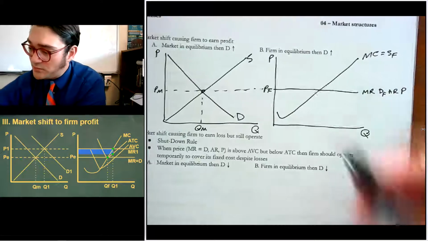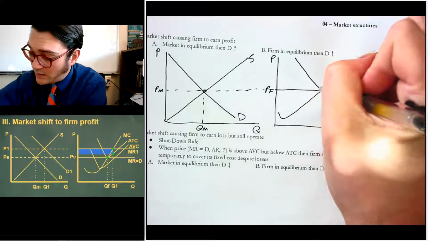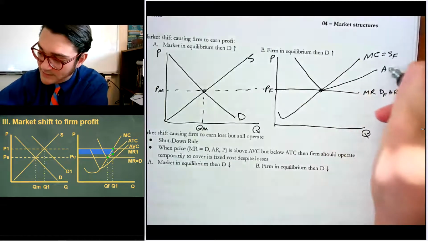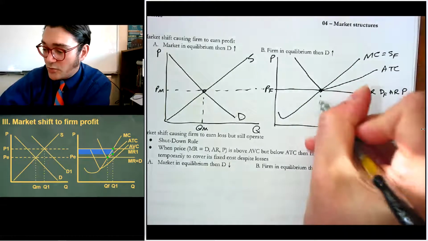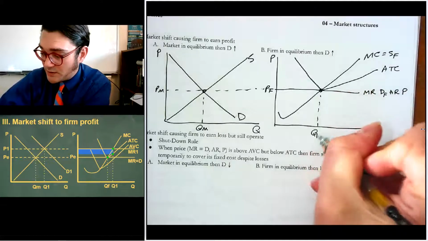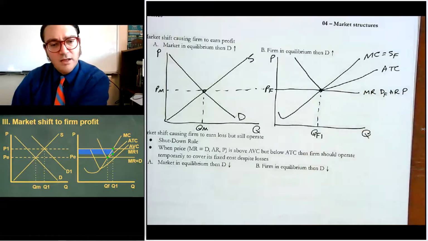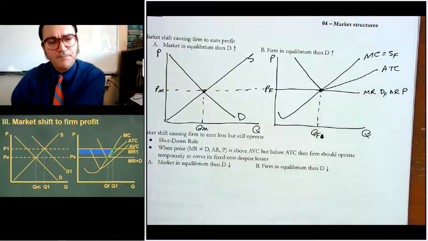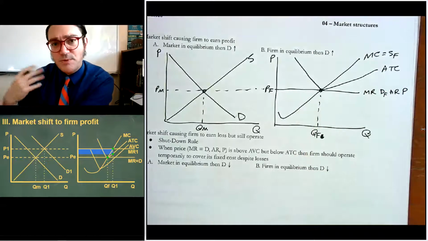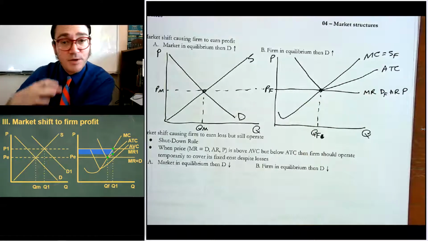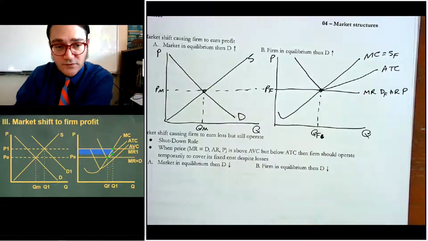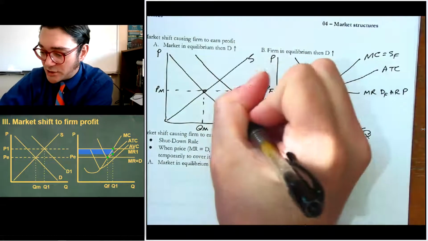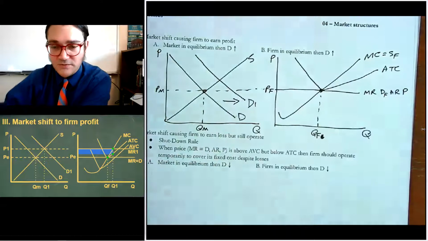Now for this one, we're going to start with the ATC being here, just like that, ATC. And originally, this firm is producing QF, just so we keep it consistent with what's down here. But something happens in the market to maybe cause there to be a demand increase for this product. Maybe people develop a taste for this or a preference for some reason. So there's an increase in demand, an exogenous change that just happens outside of this problem.